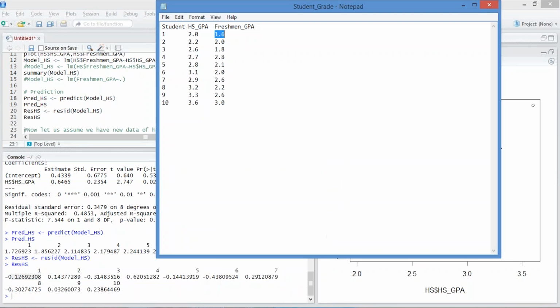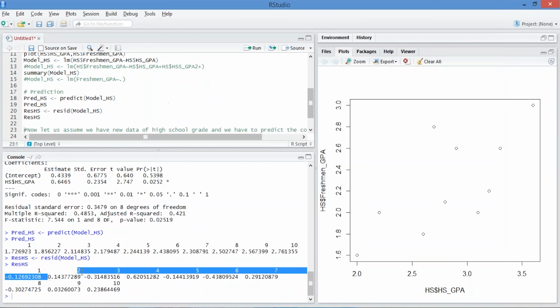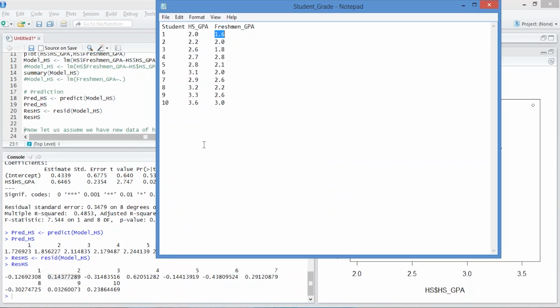Similarly, if you look at the second one, 2 minus 1.5, right? So this is the one. Similarly, it has done this. So what are these values? They are the predicted values, and we have also calculated the residual values. So this is to verify the difference. Okay, so this is what we saw just now.